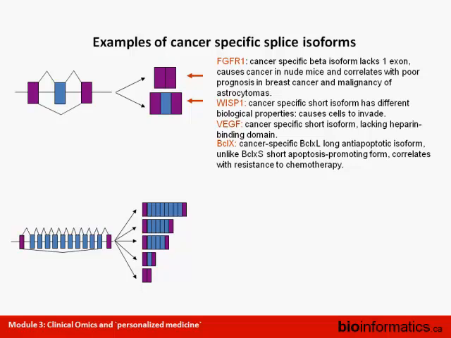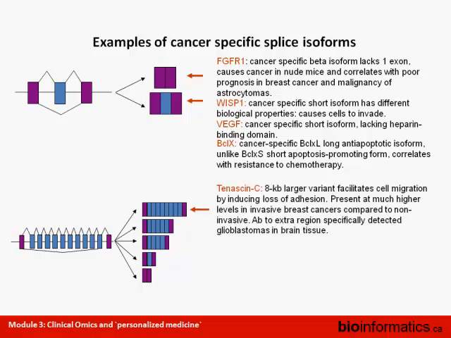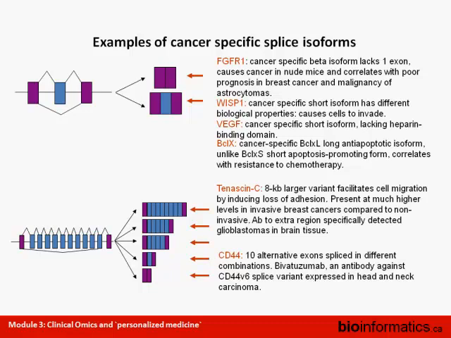There are other examples of splicing. Splicing can be very complex, and this is probably one of the ultimate examples of a number of tandem alternative exons, maybe 10 exons, that can be spliced in different numbers and different combinations to give a really big spectrum of isoforms. There are examples of such genes, for instance, tenascin C, which has an 8 kilobase alternative region in the middle of the gene, and that isoform facilitates cell migration by inducing loss of adhesion. It's present at much higher levels in invasive breast cancers compared to non-invasive breast cancers. An antibody has been raised against this alternative region to detect glioblastomas in brain tissue.